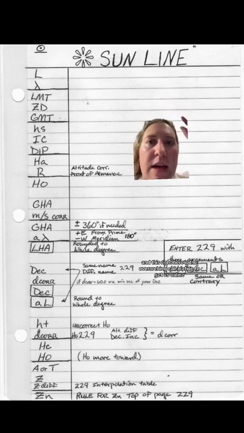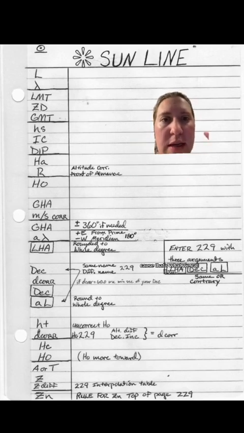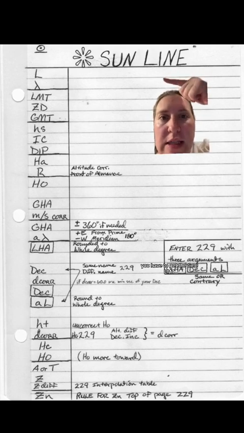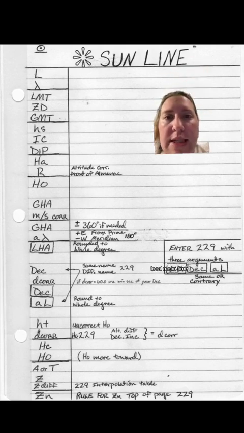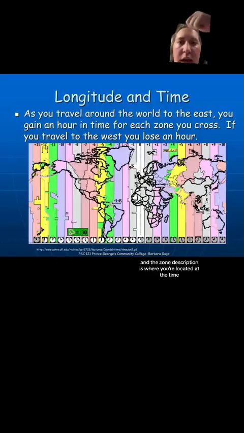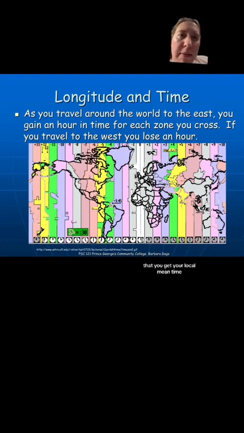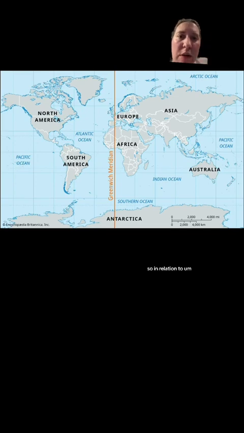And this right here is the overarching calculation to get us online. Whenever you shoot a body, because that's what we call it, you have to get the time, LMT, local mean time, and you apply your zone description. And the zone description is where you're located at the time that you get your local mean time, in relation to the Greenwich meridian, or the 0 degrees of longitude. So you get the time at Greenwich, England, for annotating your sight.